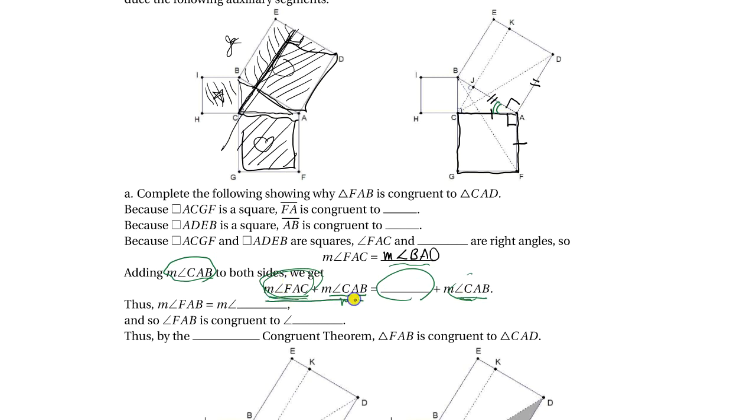When you add these two angles, FAC and CAB, all together they make this angle, which is FAB. Then that should be the same as this angle, all together. So it's CAD. That's the portion here.